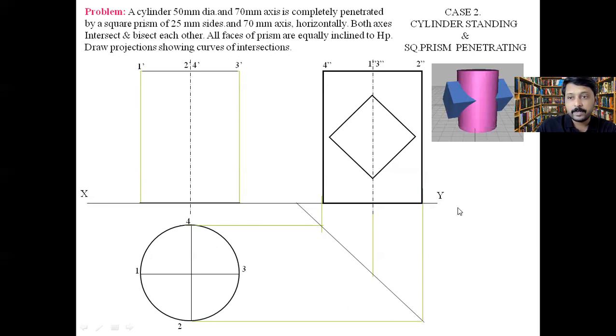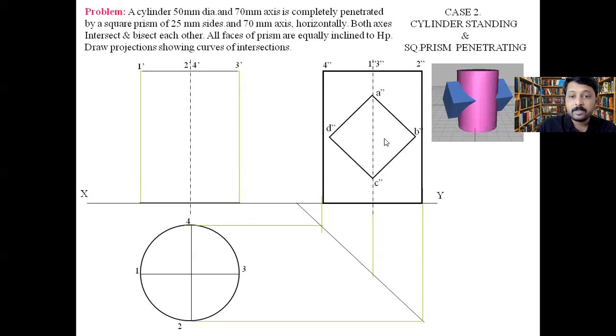I hope you are getting it. Okay, if they had said parallel, we would have had to draw this prism horizontally, right? But they are saying it is inclined, so we have to draw like this only. Okay, so we have drawn this.